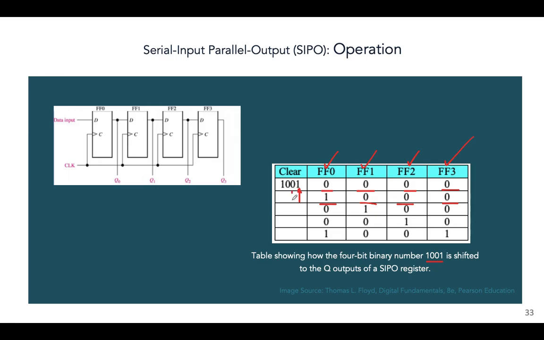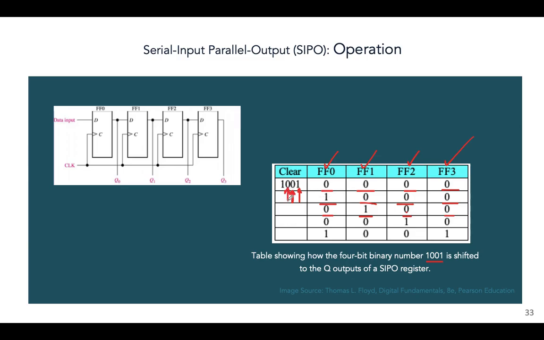And then the next bit goes in. So what happens to the previous one? It is shifted one position to the right so that room is made for the next bit. And these still stay 0 because they have no input right now.